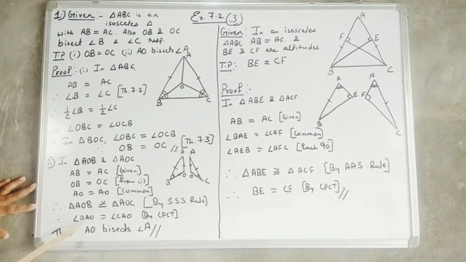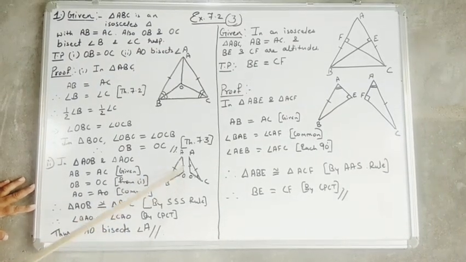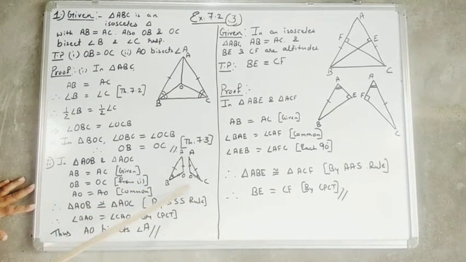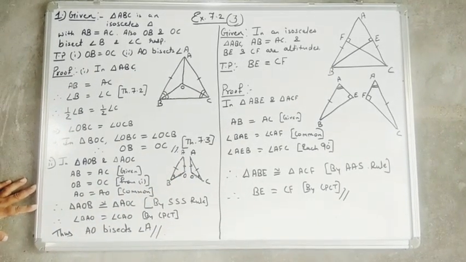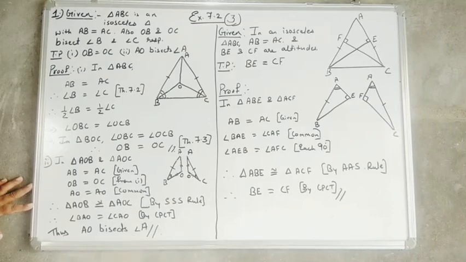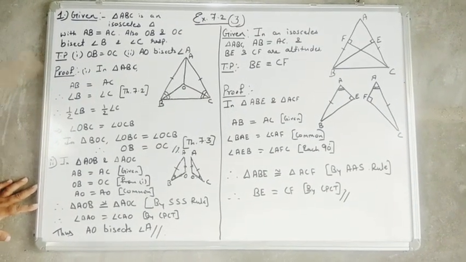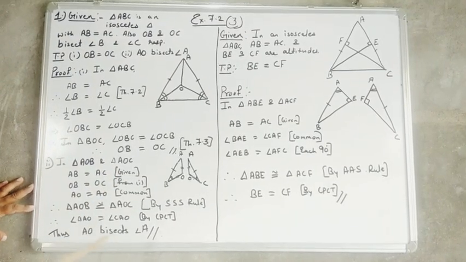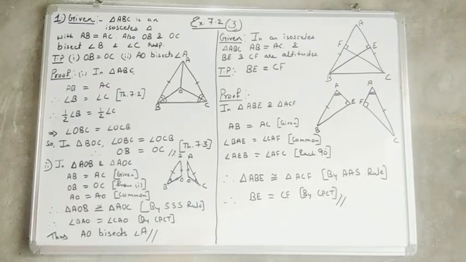And then we can say that angle BAO is equal to angle CAO. Both the angles are equal by CPCT. Thus, AO bisects angle A. I hope it is clear. So you have to use the congruency part and the theorems. Now, solving question number 3.